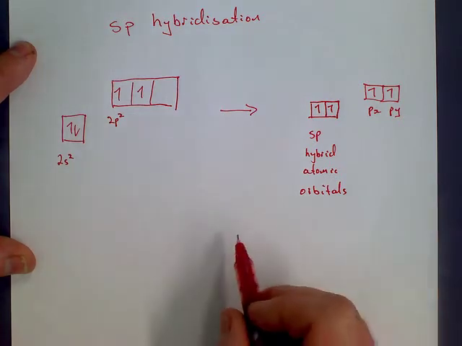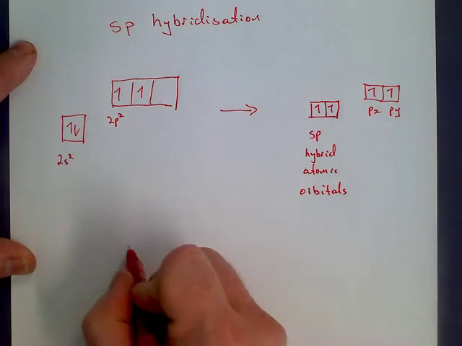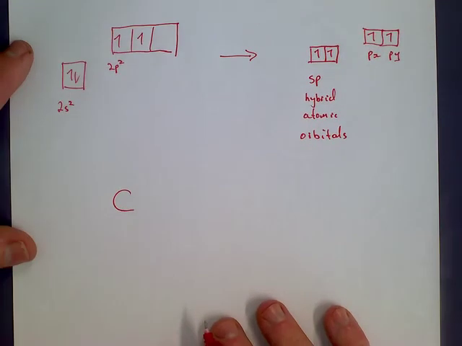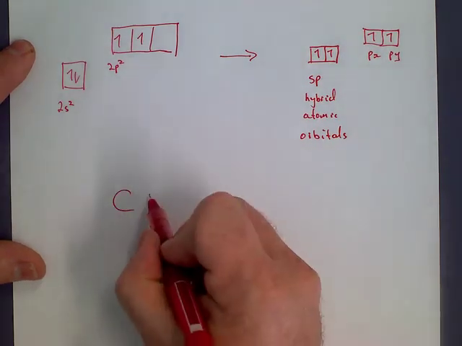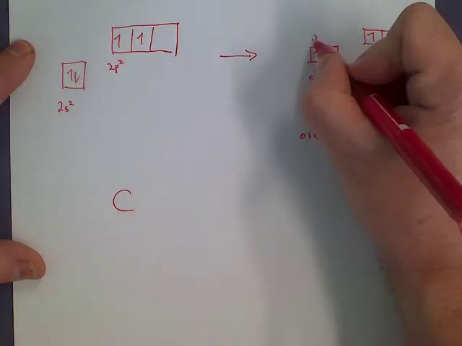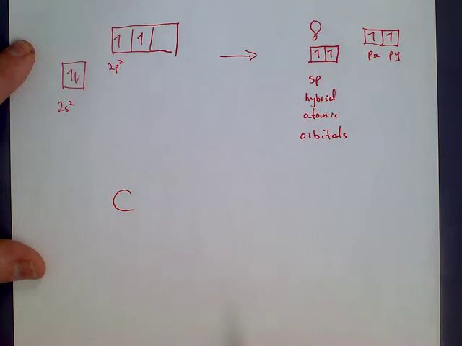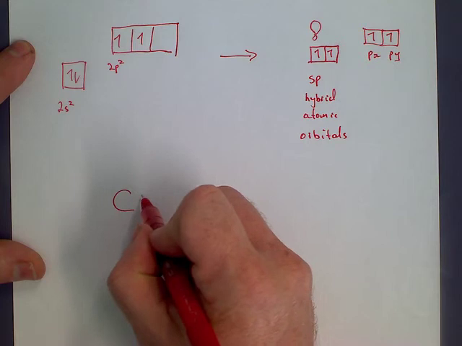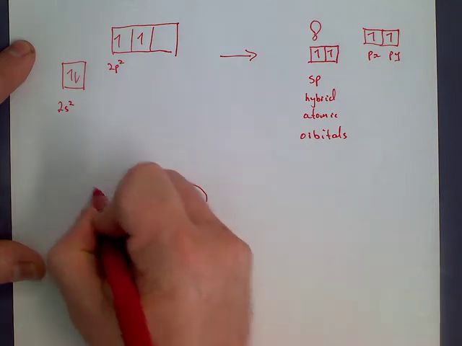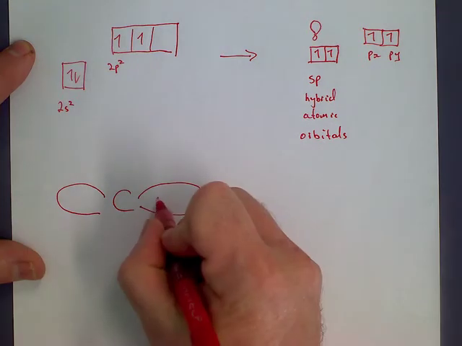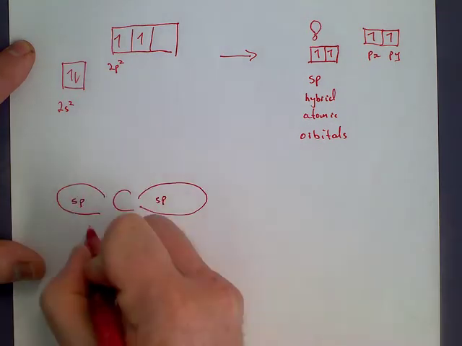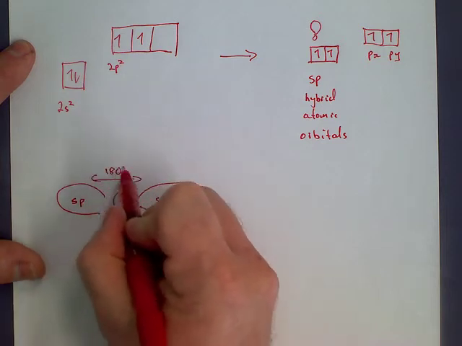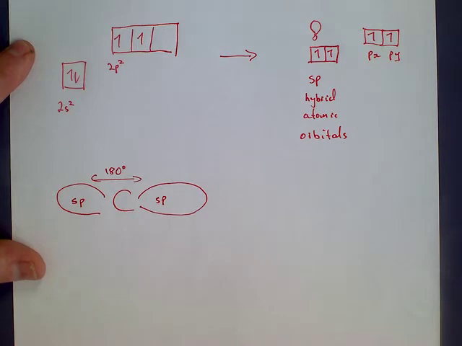Now, if this is carbon, this means that each carbon atom would have two sp hybrid orbitals. Now again, they've got that little node and they look a little bit like that, the mixture of the sphere and the dumbbell. So there's only two of them, so they separate each other like so. And that's going to give you this 180-degree separation, which is characteristic of sp hybridization.